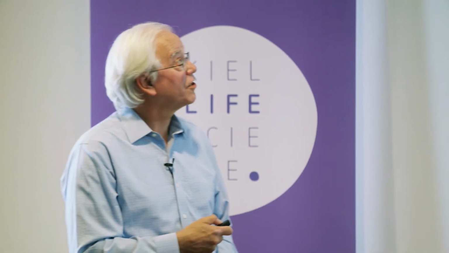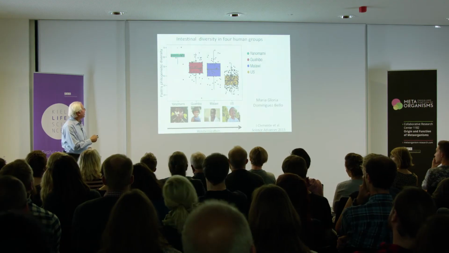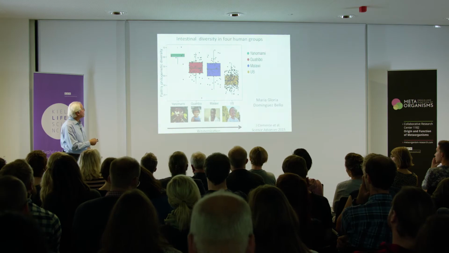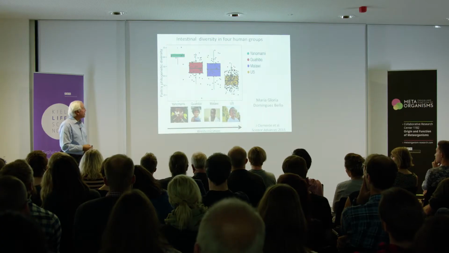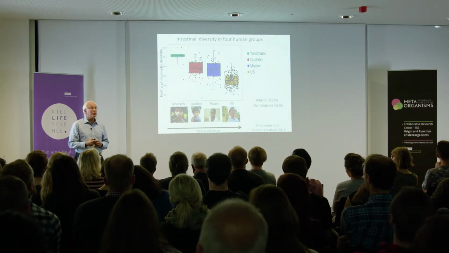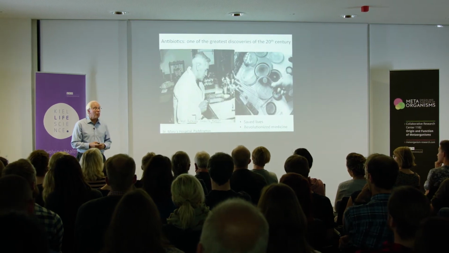Maria Gloria Dominguez is going to, in a few minutes, show her work comparing total intestinal diversity between a hunter-gatherer group in the Amazon, tribal people, and people in the US, showing the same kind of step. So we have support for this idea of the cumulative loss of the microbiota. So what could be causing it? I think there are many factors, but for the rest of this talk, I'm going to focus on a single factor, and that's antibiotics.